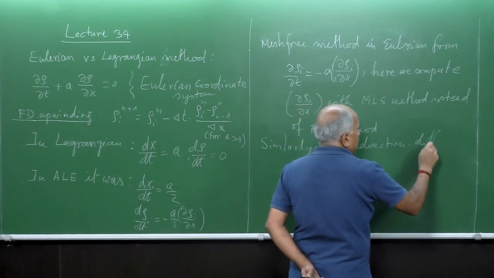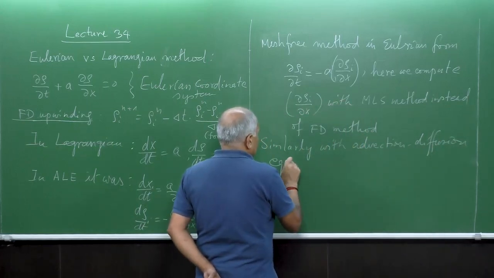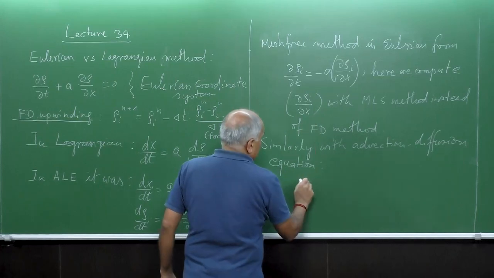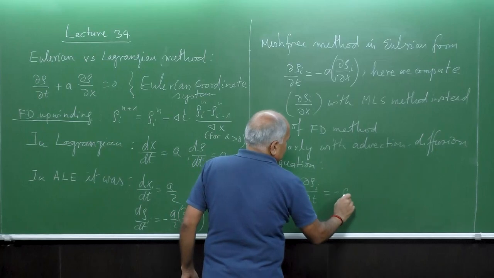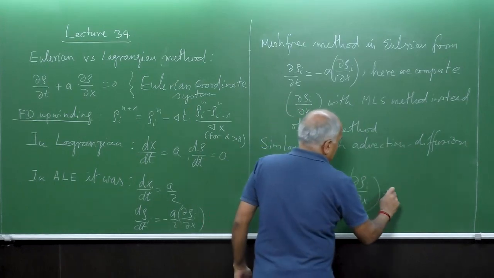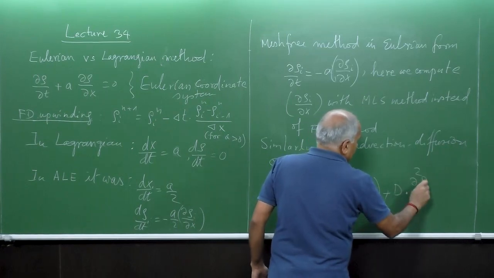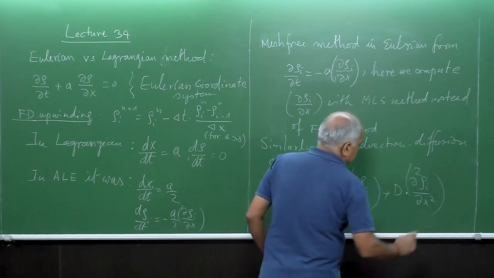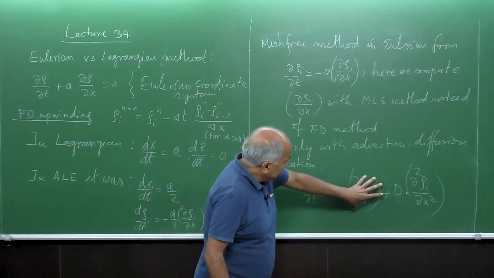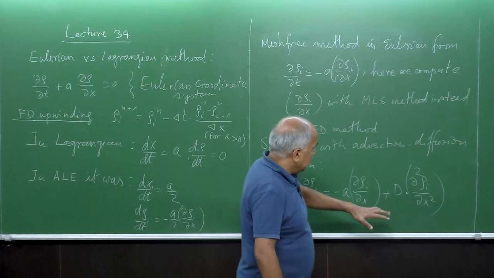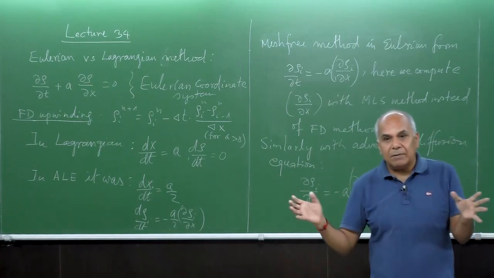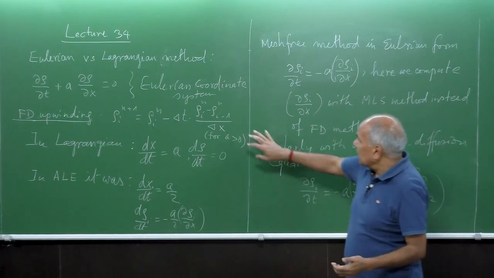with the advection diffusion equation, we solve del rho I by del t is equal to minus a, no Lagrangian form, minus a del rho by del x of I plus d times del 2 rho by del x I square. Here we solve this derivative and this derivative with the Meshfree method. In finite difference, we approximated this with the central difference, and this also with the central difference, but here it is with the Meshfree. So the advantage of using the Meshfree method is that we can always have a very irregular, very unstructured grid, but in finite difference, we should have a very structured grid.